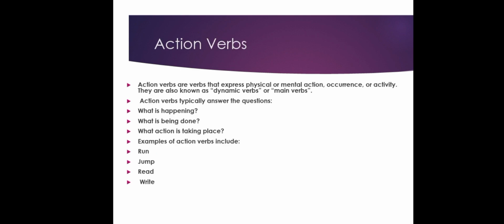Then we have action verbs. Action verbs are verbs that express physical or mental actions, occurrence, or activity. So, action verbs are those verbs which show some action, which can be physical or mental. They are also known as dynamic verbs or main verbs. So these are those verbs which are called the main verbs of a sentence.